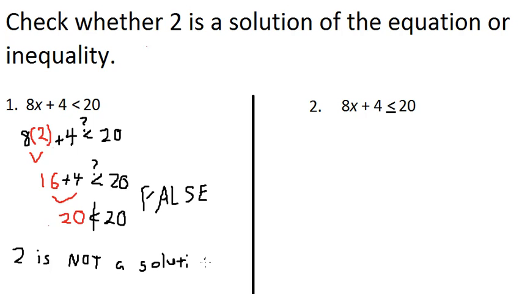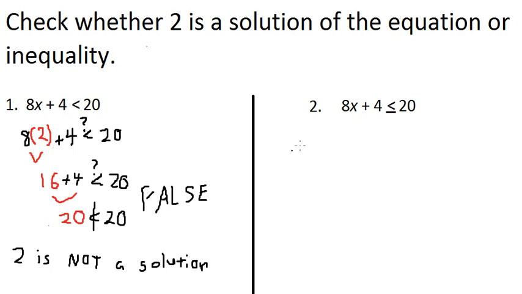So now let's go ahead and look at what is the difference between this problem and this problem right here. And that difference is the little line underneath the less than sign, making it less than or equal to. So I'm going to speed through the calculation here because it's exactly the same thing, right? We're going to plug 2 in, exactly the same as we did over here. We're going to multiply and get 16 plus 4.